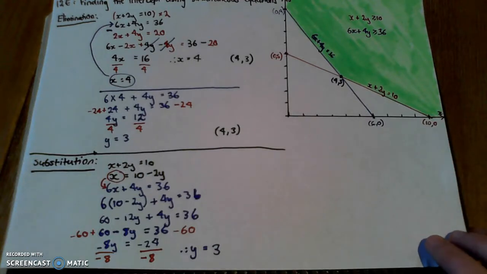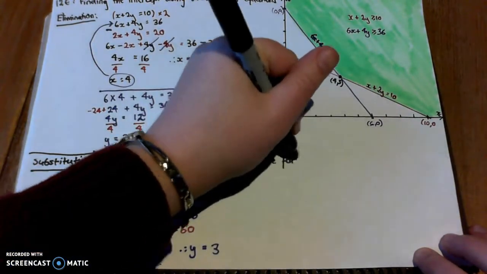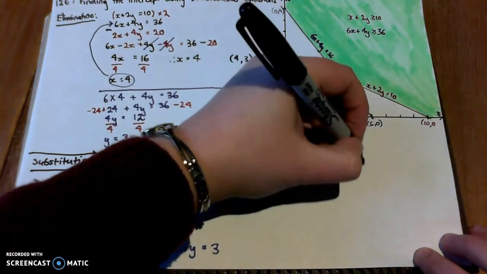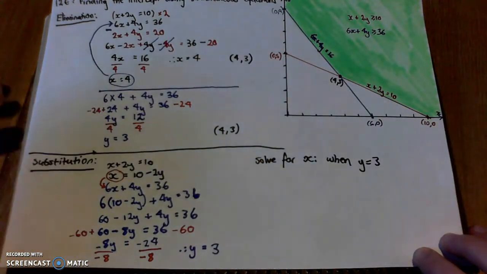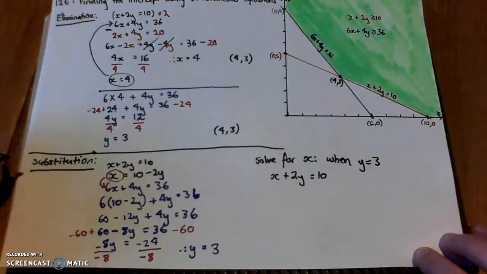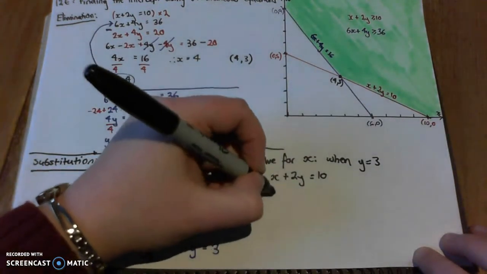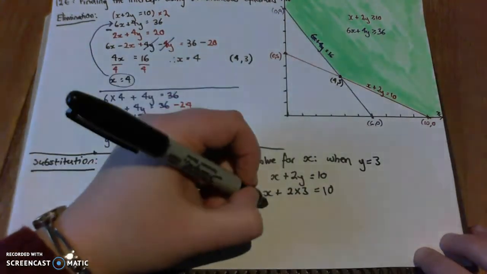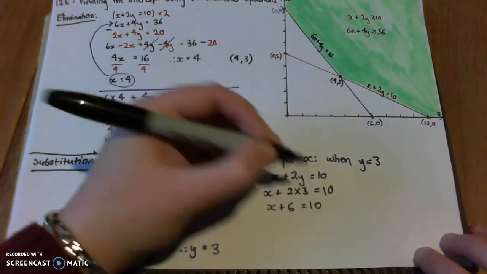How we do that is we solve for x. So we know that y is now equal to 3. So we solve for x when y is equal to 3. So we take our original equation, which was x plus 2y is equal to 10. We know that y is equal to 3. So we can say x plus 2 times 3 is equal to 10. We know 2 times 3 is 6. So we're saying x plus 6 is equal to 10.